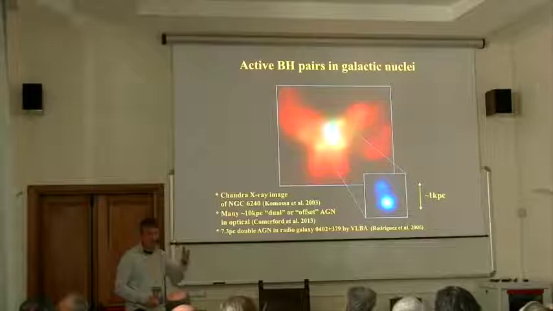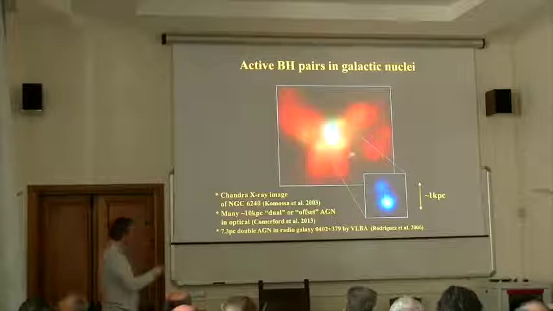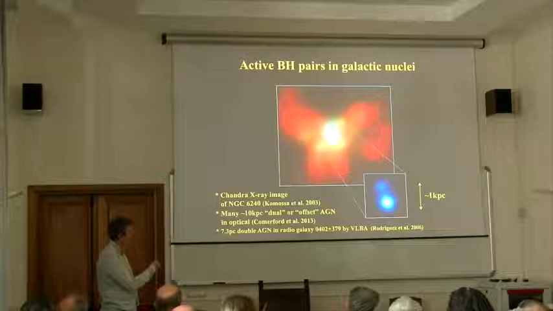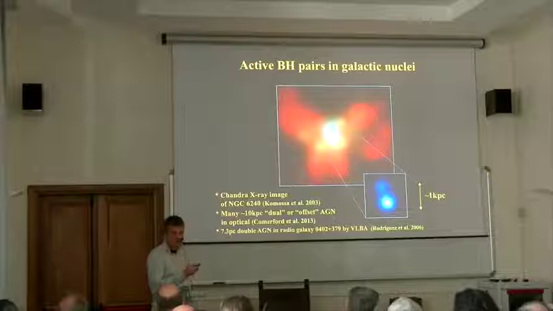Now, in fact, we cannot resolve this directly in electromagnetic observations, but the one slide summary of the status of directly seeing this is here. This is a poster child X-ray observation where there are two active massive black holes in the middle. They're separated by a kiloparsec. We can't actually resolve the 0.1 parsec where we are safely in the gravitational wave regime.